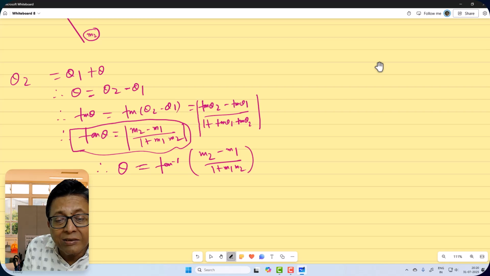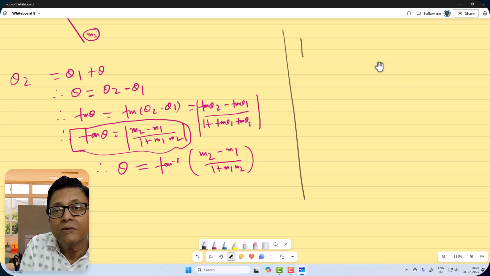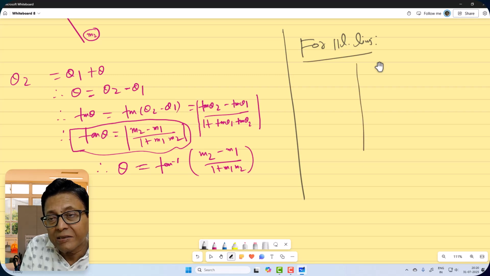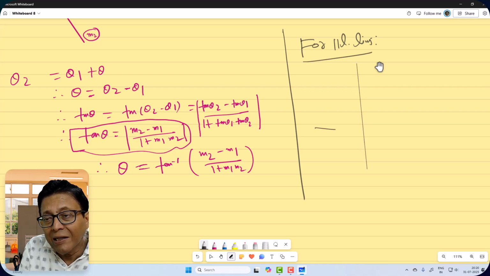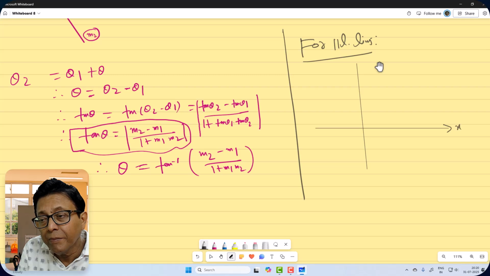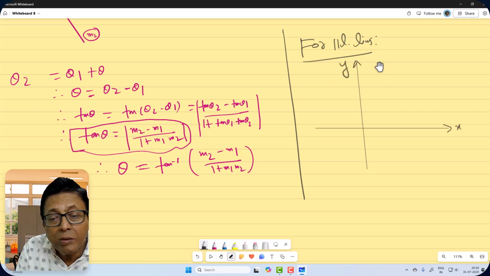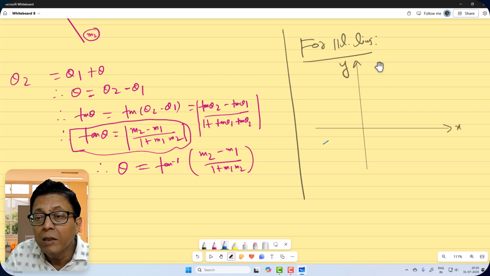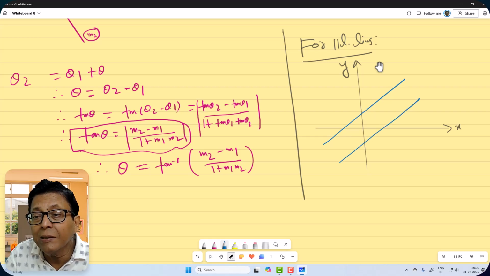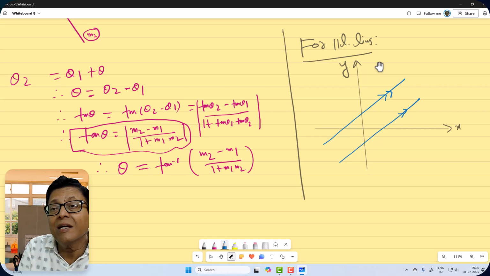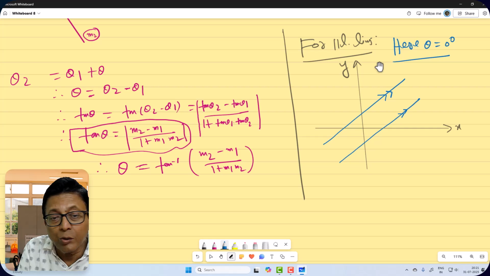Now two lines may be parallel lines. For parallel lines, is there any angle between them? No. Because the lines we are taking are parallel. How can there be an angle between them? They are parallel. So no theta is there. Here theta is 0 degree.